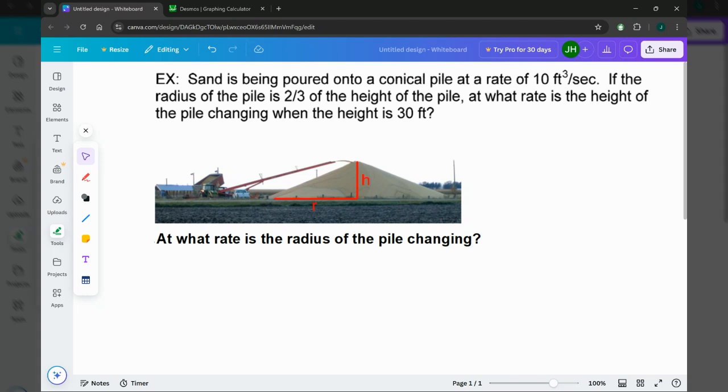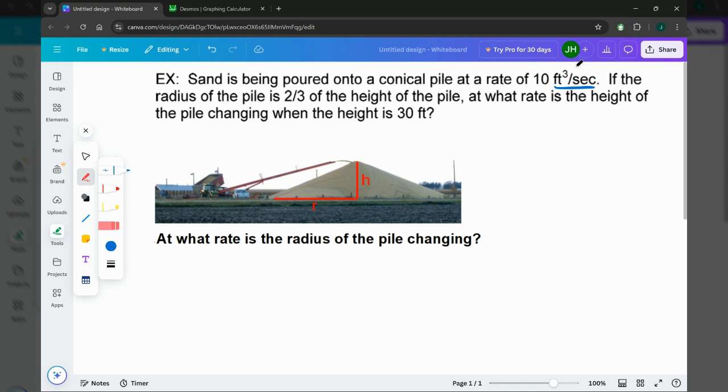We're going to do some more with related rates here. I really like putting this problem out there for my students. Sand is being poured onto a conical pile at a rate of 10 cubic feet per second. If the radius of the pile is 2/3 of the height of the pile, at what rate is the height of the pile changing when the height is 30 feet? And then after we're done with that, I'm going to ask at what rate is the radius of the pile changing? So first of all, this is a related rates question because it says cubic feet per second.